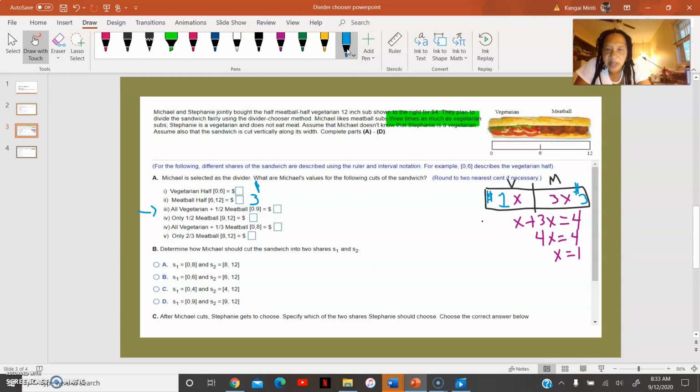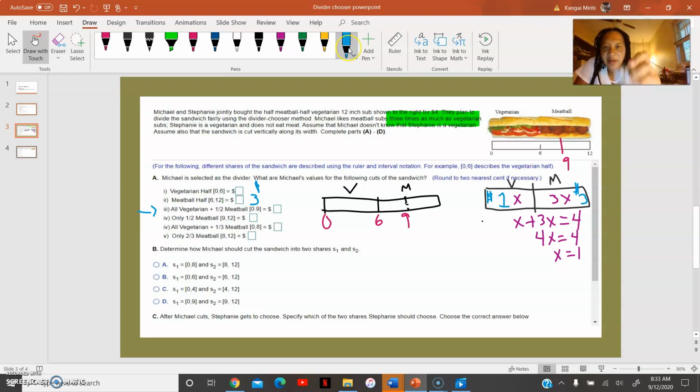So the next piece they're talking about is all of the vegetarian and half of the meatball. What does that look like in a picture? All of the vegetarian and halfway down the meatball. They're telling us that would be the 0 to 9 inch piece. And it makes sense. 6 inches would be all the veggie, and 6 to 9 would be half of the meatball.